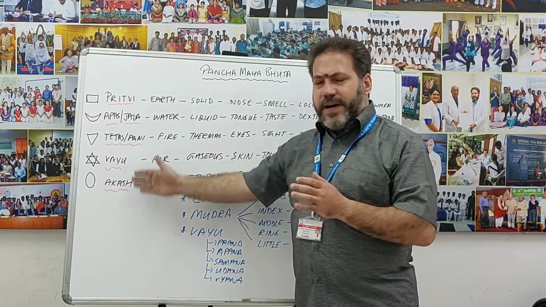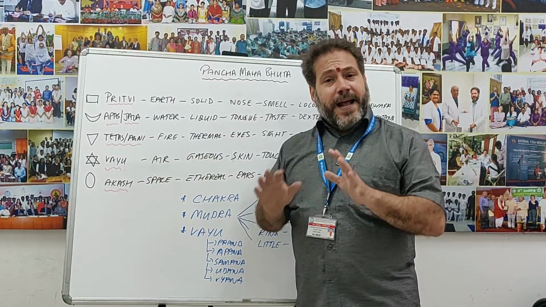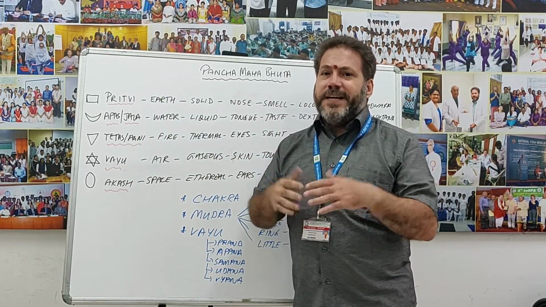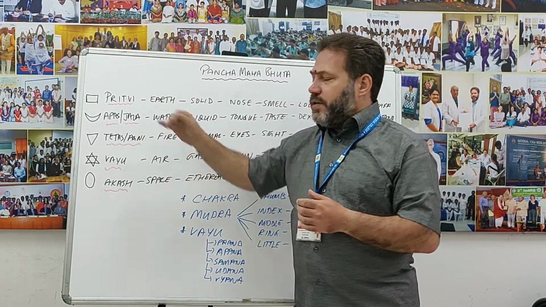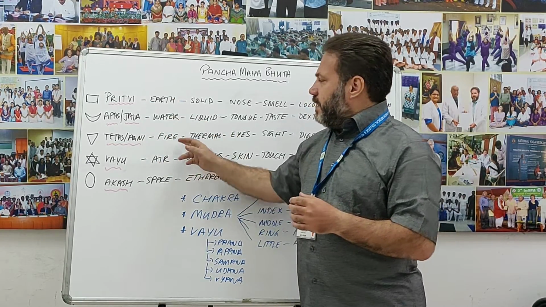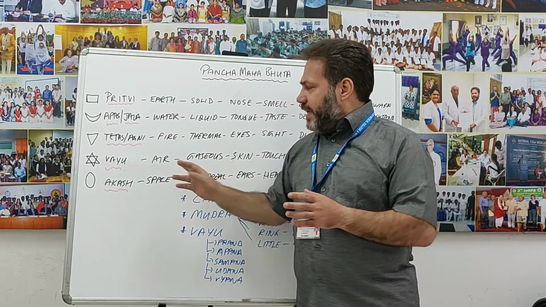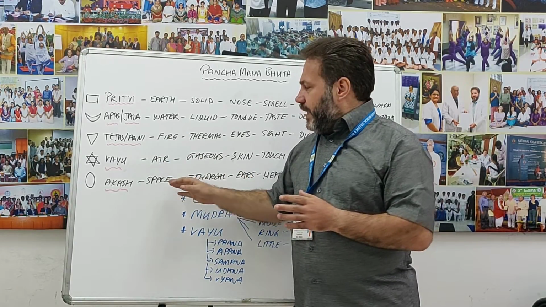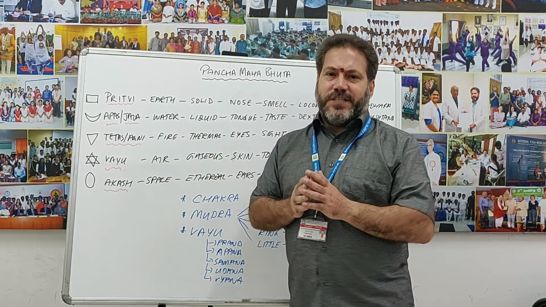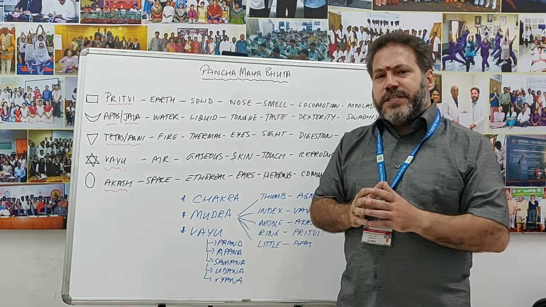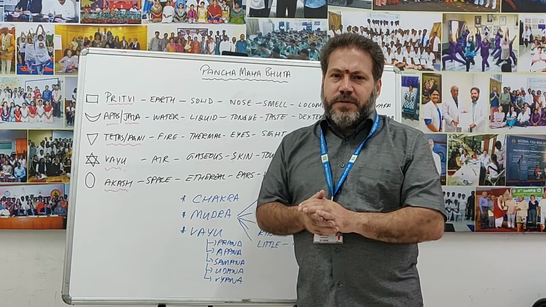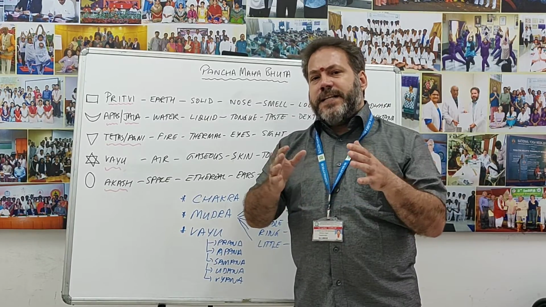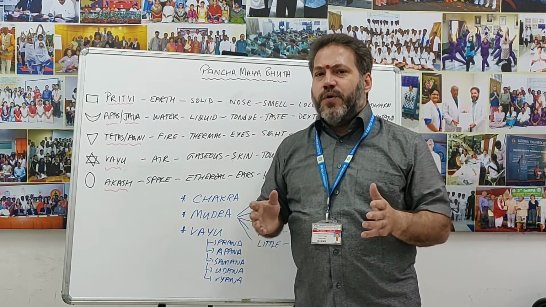So you normally find these terms used, and the common literal translation is earth for Prithvi, water for Apas and Jala, fire for Tejas and Agni, air for Vayu and space for Akash. These are the common translations, and so people stop at that level. My aim today is to help you understand these five elements as something much more.